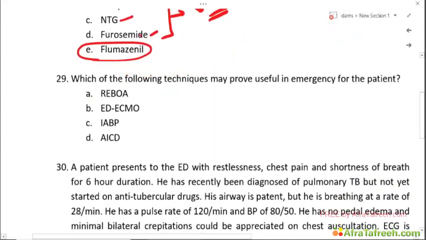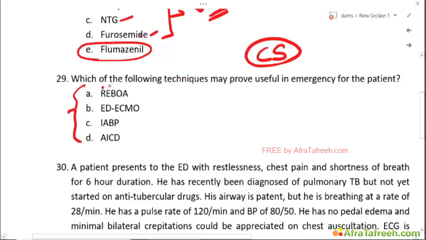Okay? Right. So now we know that the patient is in cardiogenic shock. Which of the following techniques may prove useful in the emergency for this patient? So for this question, you need to understand what are the full forms of these standard acronyms. REBOA stands for resuscitative endovascular balloon occlusion of aorta.